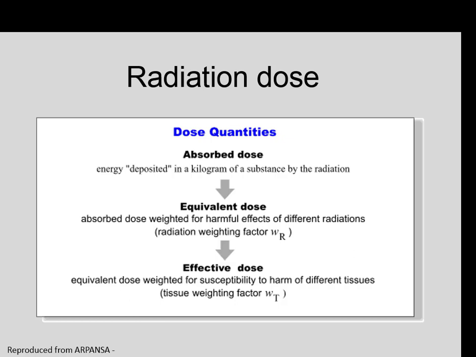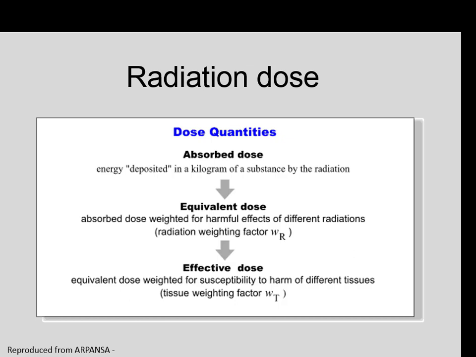Radiation dose is measured using three main dose quantities. We start with the absorbed dose, which is about the amount of energy deposited into a kilogram of substance by radiation. The absorbed dose must then be modified to take into account the harmful effects of different types of radiation. So alpha particles with a higher ionization potential can be more harmful. There are radiation weighting factors that are multiplied by the absorbed dose to give us the equivalent dose. This provides a comparable equivalent level of dose across all types of radiation.